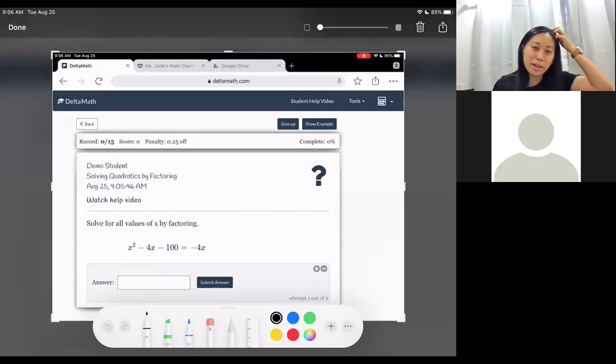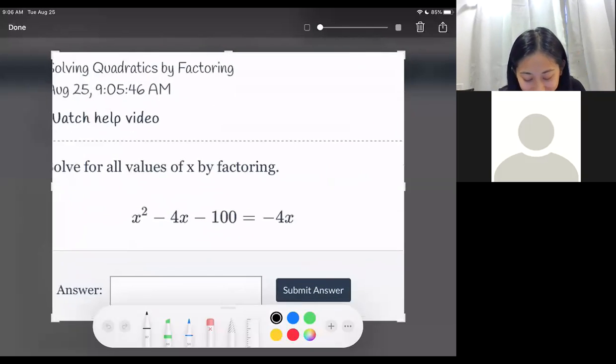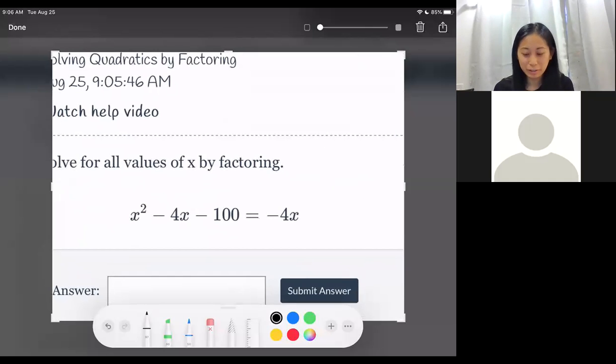So we're gonna solve by factoring. And I believe you've done this before, though I am not entirely sure. I've never taught Math 3 or not sure what you've taken before this. So we're going to solve for x, okay?